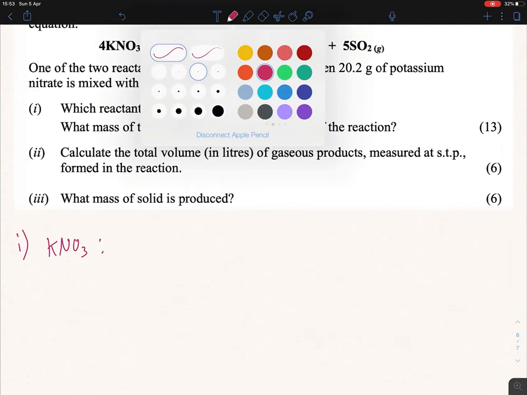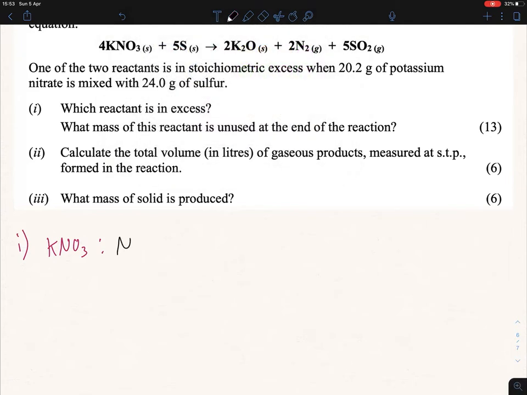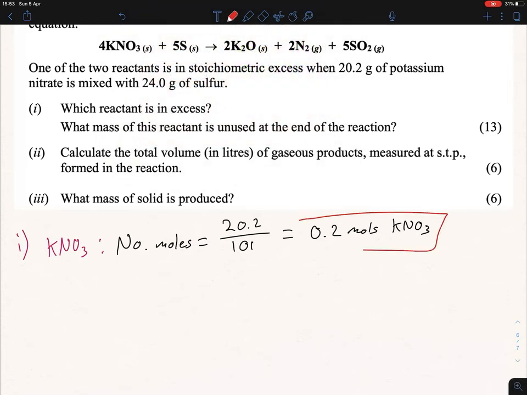and we're going to get the number of moles of that. Okay, so number of moles equals mass over MR. So what's that? That is 20.2 grams, and we're dividing that by the MR, which is 101, if you get that out correctly. So that will give you 0.2 moles of KNO3. Put a little box around that.